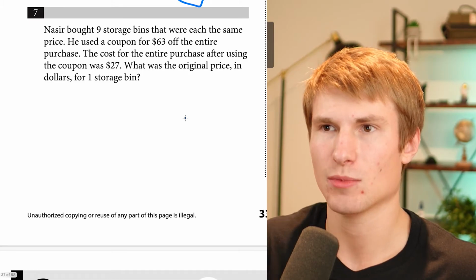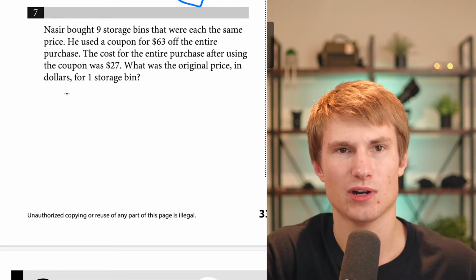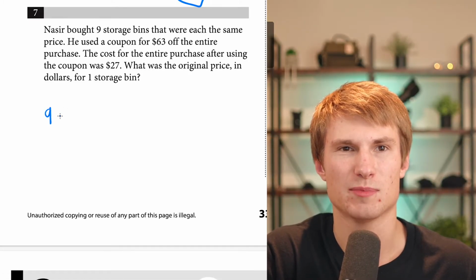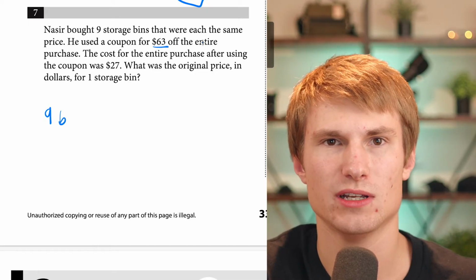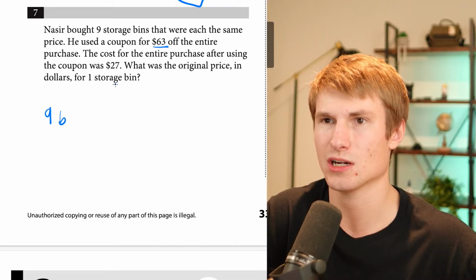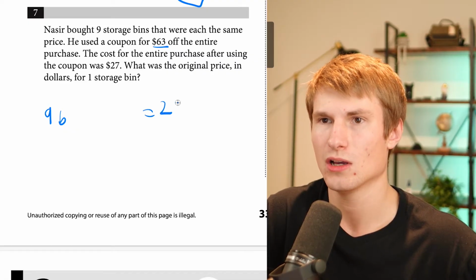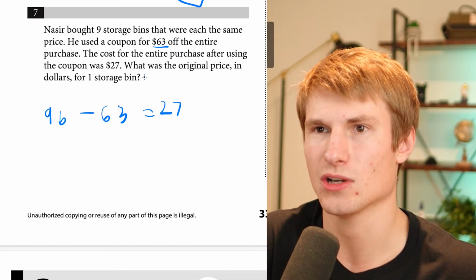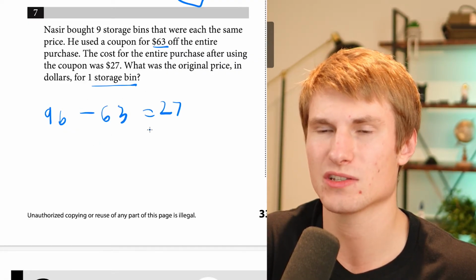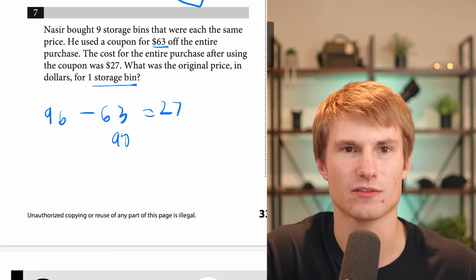We got Nasir bought 9 storage bins that were each the same price. So we have 9, and we'll use B for bins. He used a coupon for $63 off the entire purchase. The cost for the entire purchase after using the coupon is $27. So cost is $27. He gets $63 off. What was the original price in dollars for 1 storage bin? Solve for B. We're going to add 63 to both sides. That'll give us 90 is equal to 9B.